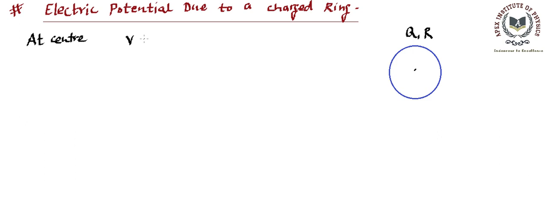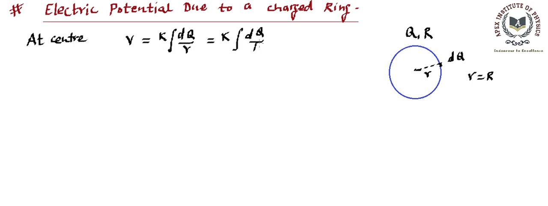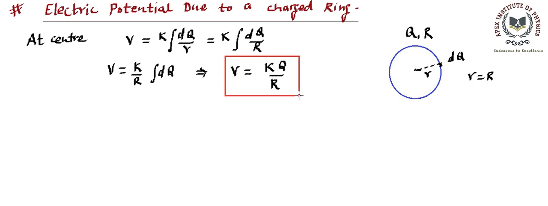So at the center, we know the potential as per the definition is K integration dq upon r, using the finite element method. That means we are considering an element of dq charge, and if we measure the distance of that element from the center, small r is equal to capital R. So small r is a fixed number. Since it is fixed, this becomes K integration dq divided by capital R. We know constant terms can be taken outside, so it becomes K divided by R integration dq. Now integration dq over the complete loop yields the total charge. So from here we find V is equal to K times the total charge divided by R. That's going to be the potential at the center of a charged ring.